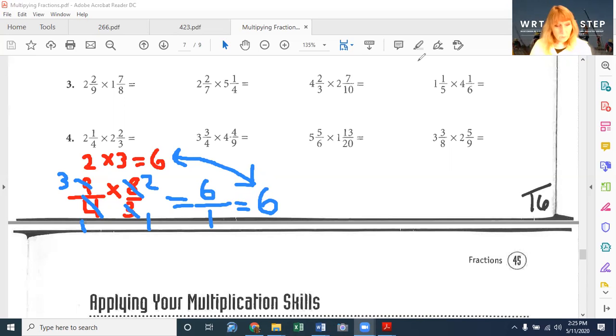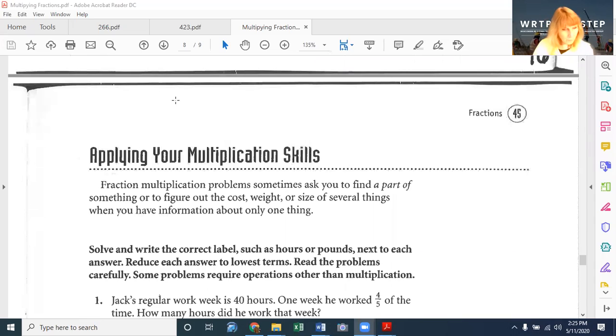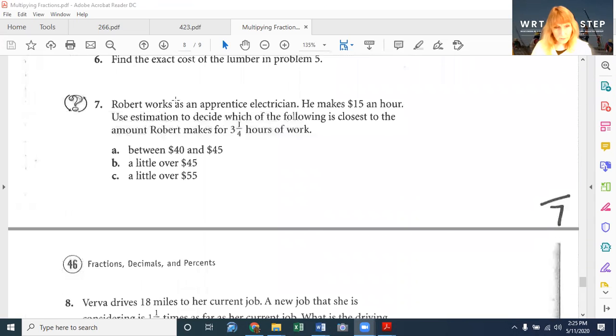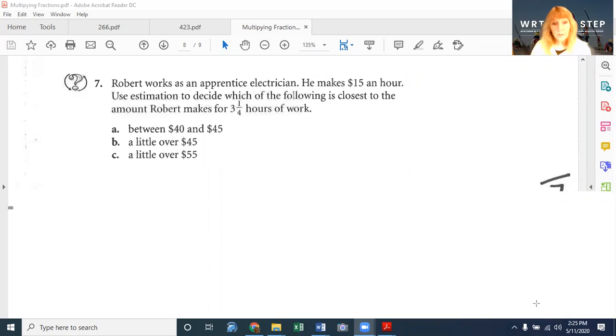let's go on to page 45, applying our multiplication skills now. So we're going to do a couple problems. Let's take a look at number 7 here. And on number 7, it says Robert works as an apprentice electrician. He makes $15 an hour. Use estimation to decide which of the following is closest to the amount Robert makes for 3 1/4 hours of work. So we know we're going to be multiplying, and we're going to be using estimation. So we are going to be multiplying his $15 an hour times his hours of work, which is 3 1/4.